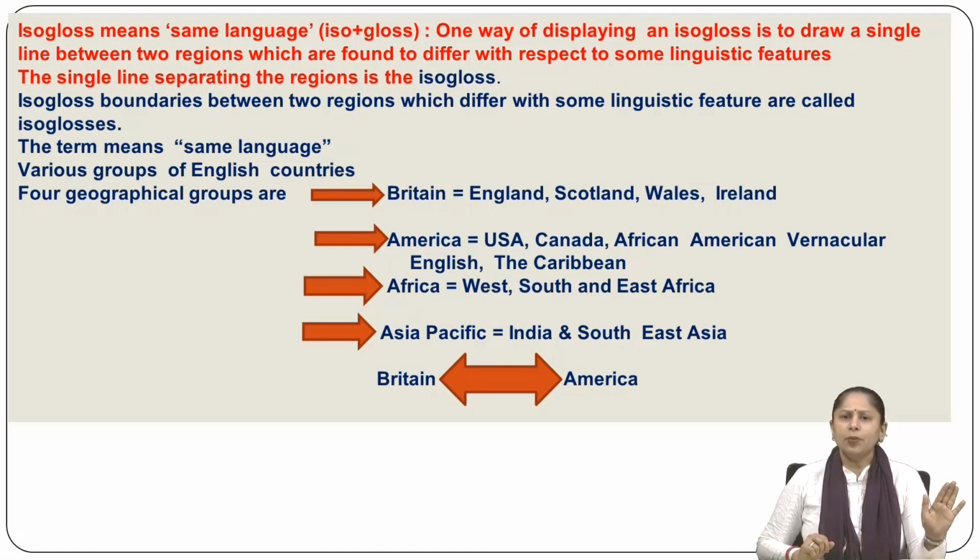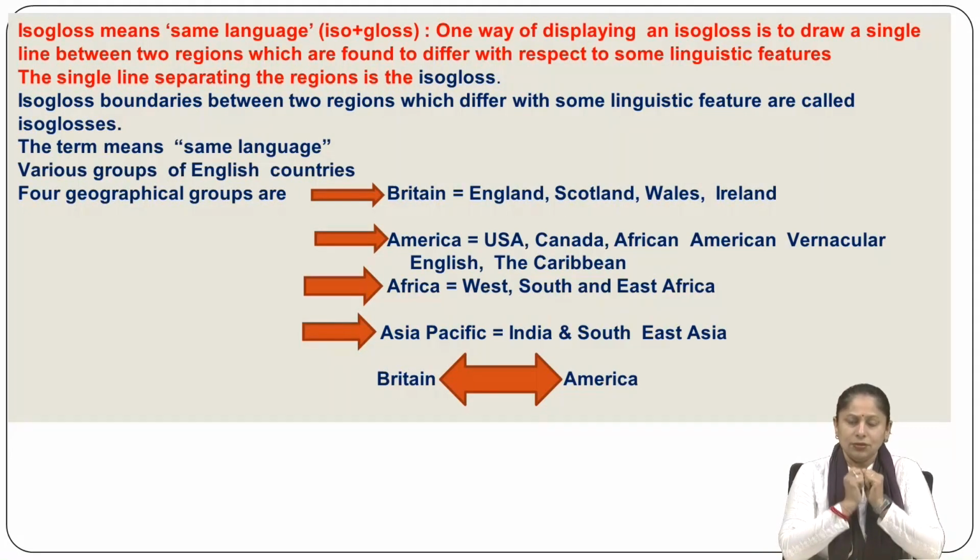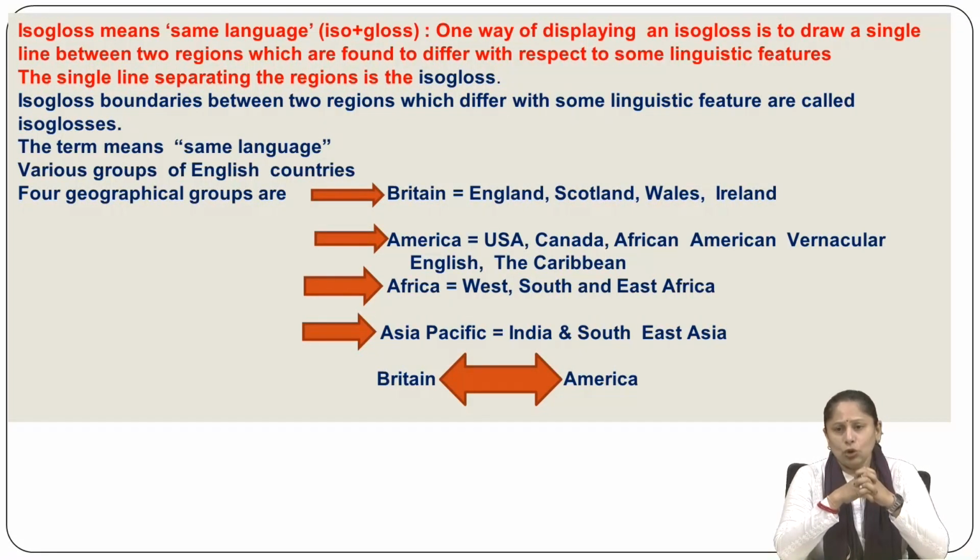One way of displaying an isogloss is to draw a single line between two regions which are found to differ with respect to some linguistic features. Look, you can understand that due to linguistic features, there are two regions and they are having isoglosses impression. The single line separating the regions is the isogloss. Isogloss boundaries are between two regions which differ with some linguistic feature.